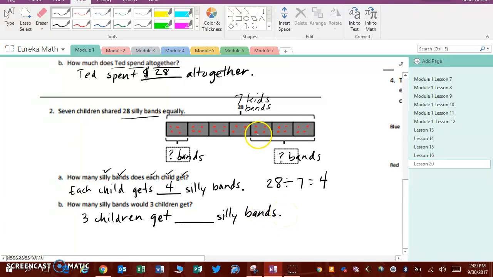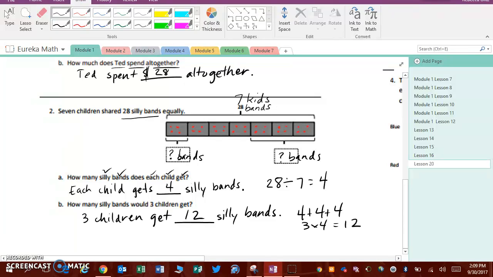Well, let's just add up how many are in here. So we've got 4 plus 4 plus 4, right? That's also known as 3 times 4, which equals 12. So each 3 children get 12 silly bands.